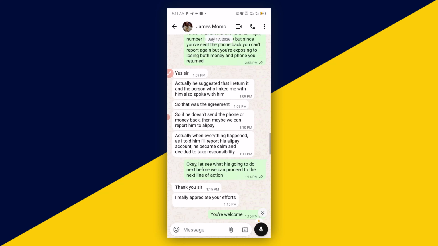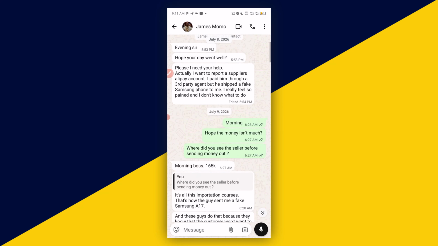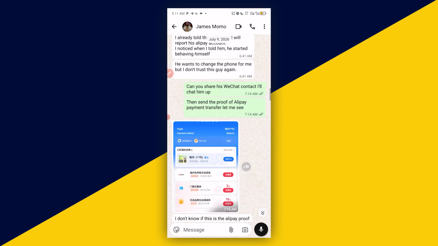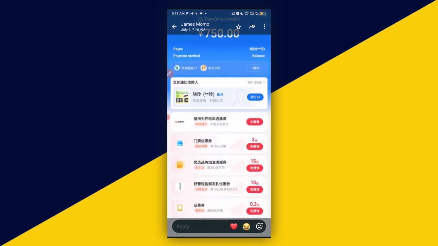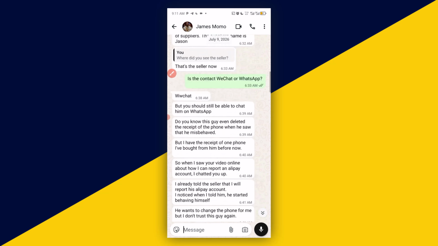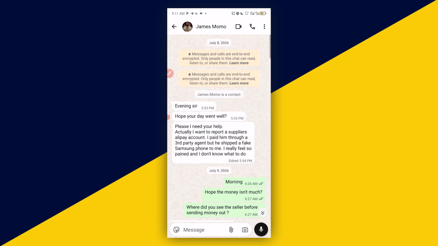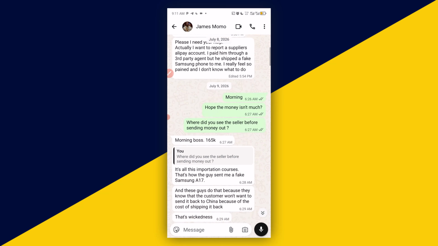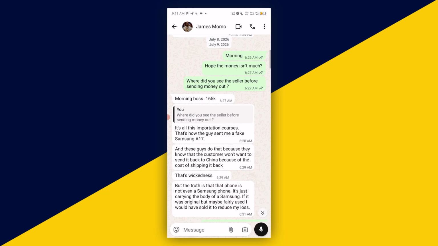Now, initially, when this person contacted me on my WhatsApp, this is the proof that they sent money, and the money is about 750 yuan, okay, that was sent to a WeChat supplier. This was our chat right here, okay. Now, this is the value of the money in Naira. About 165,000 Naira just got lost.